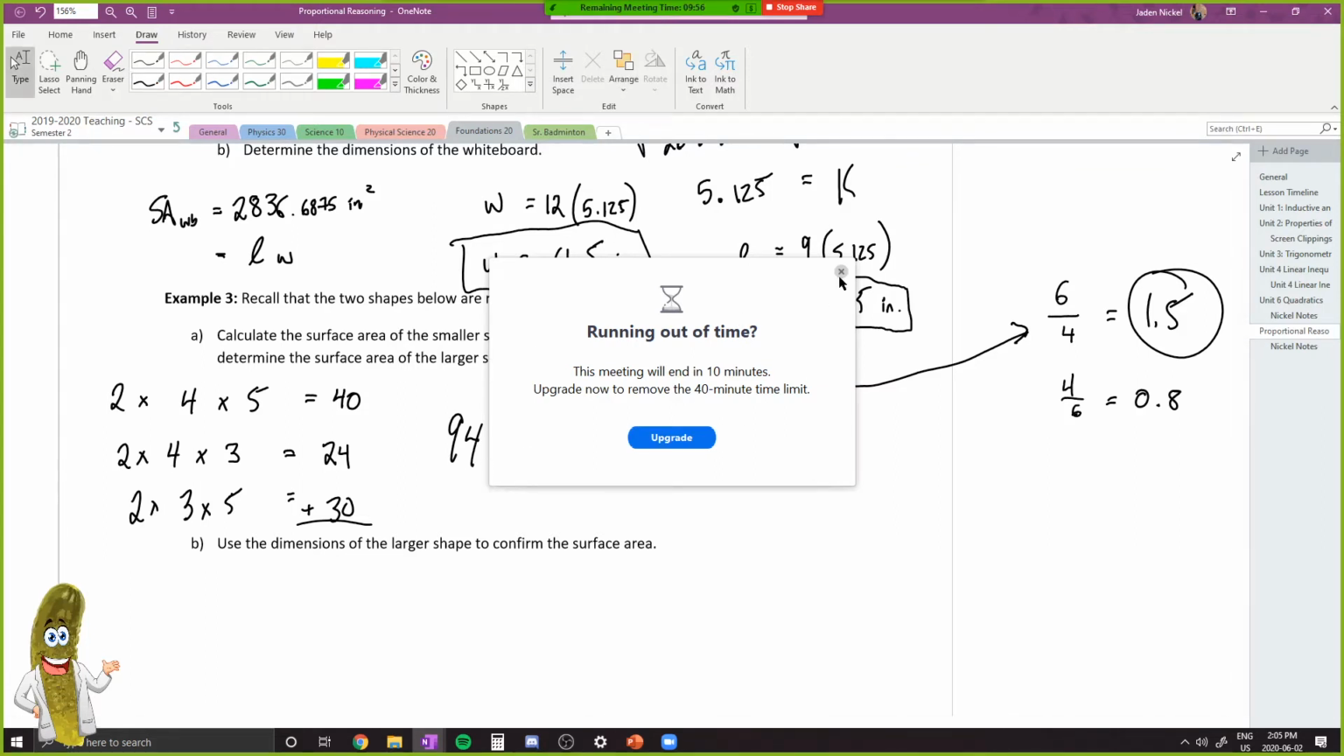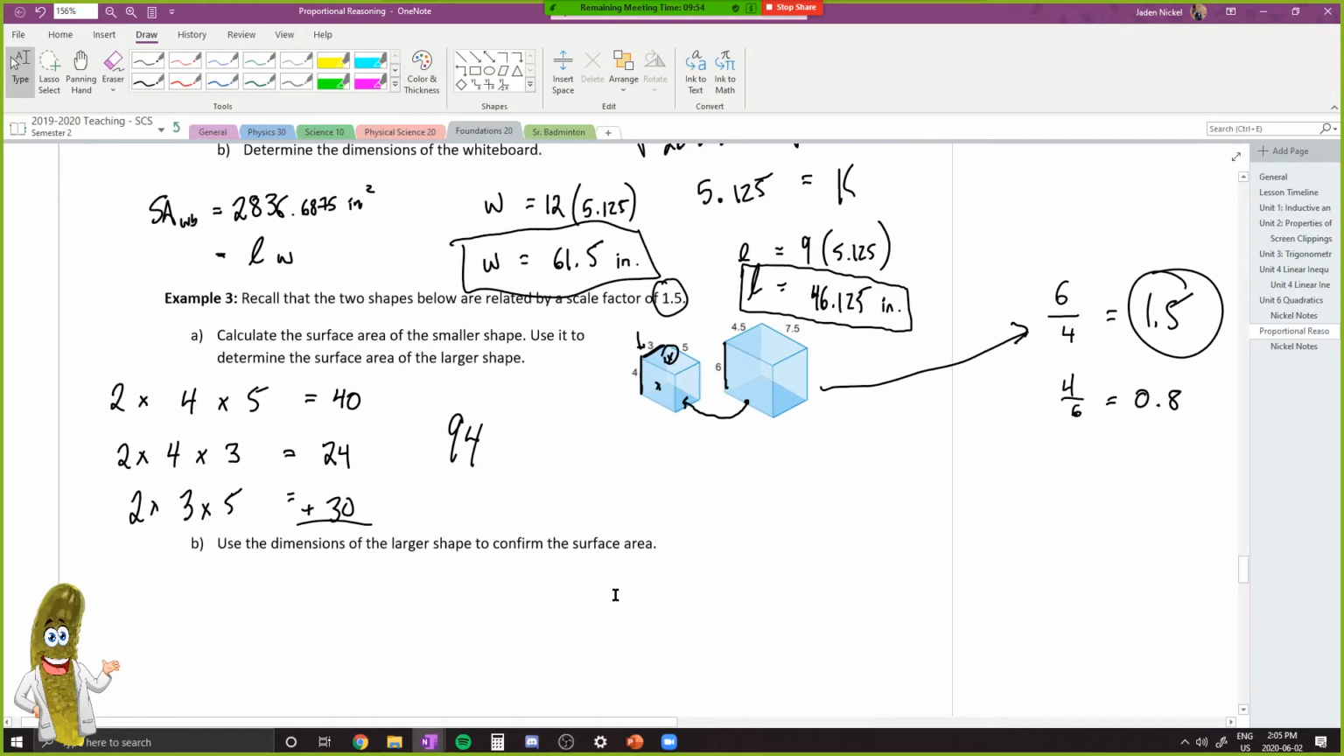I just got a notification we have 10 minutes left. So again, if it does boot you out, just click on the same Zoom link and it'll take you right back into this meeting.